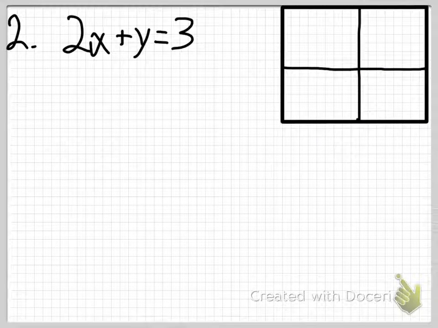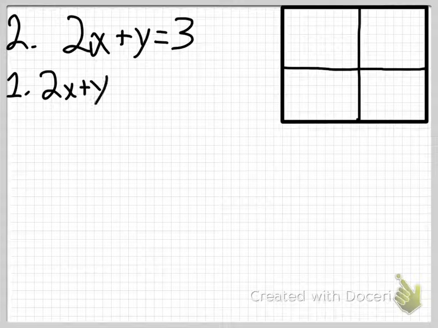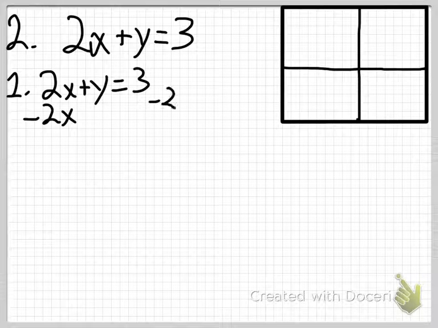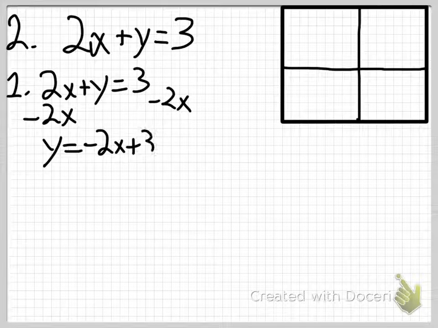Example 2. We have 2x plus y equals 3. Step 1, make sure it's in slope-intercept form. Well, it's not. We don't have that y by itself. So we have to get y by itself like we previously did. We're going to move that 2x. We get y equals -2x plus 3.